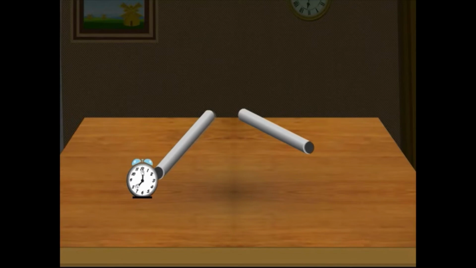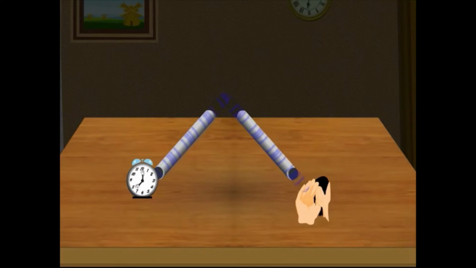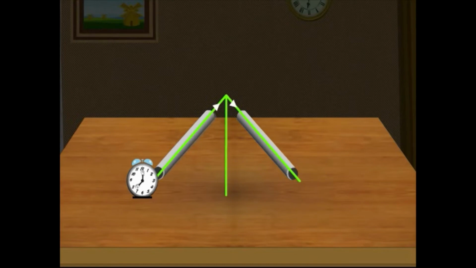Now try to hear the tick-tick of the clock through the other pipe. But make sure that the pipes are on the table at some distance from the wall. Fine? You will have to do some adjustment of the other pipe so that you can hear a loud tick-tick. Now our experiment is almost over. Mark the positions of the tubes on the table. And now measure the angles of incidence and reflection.